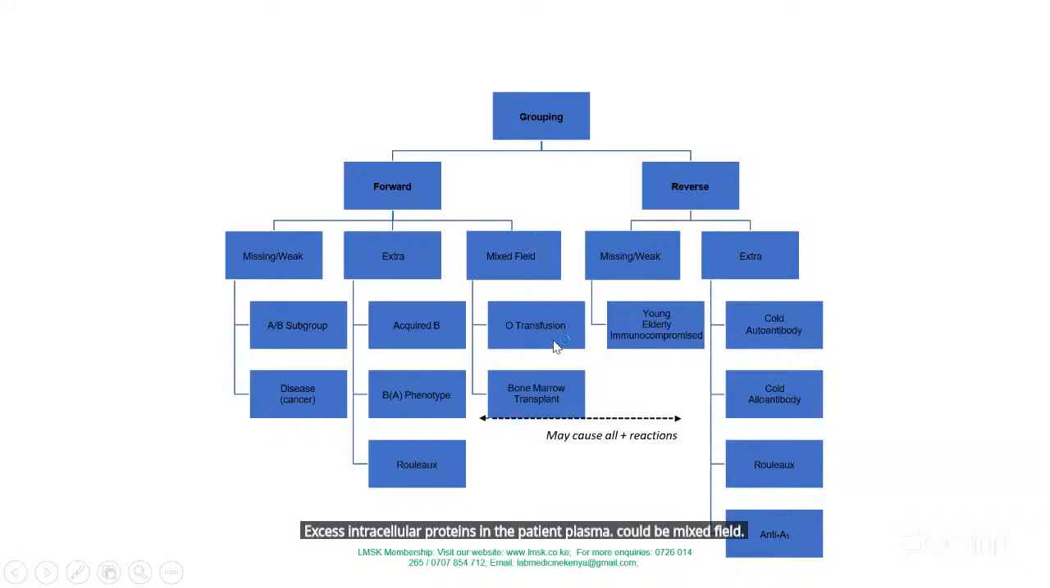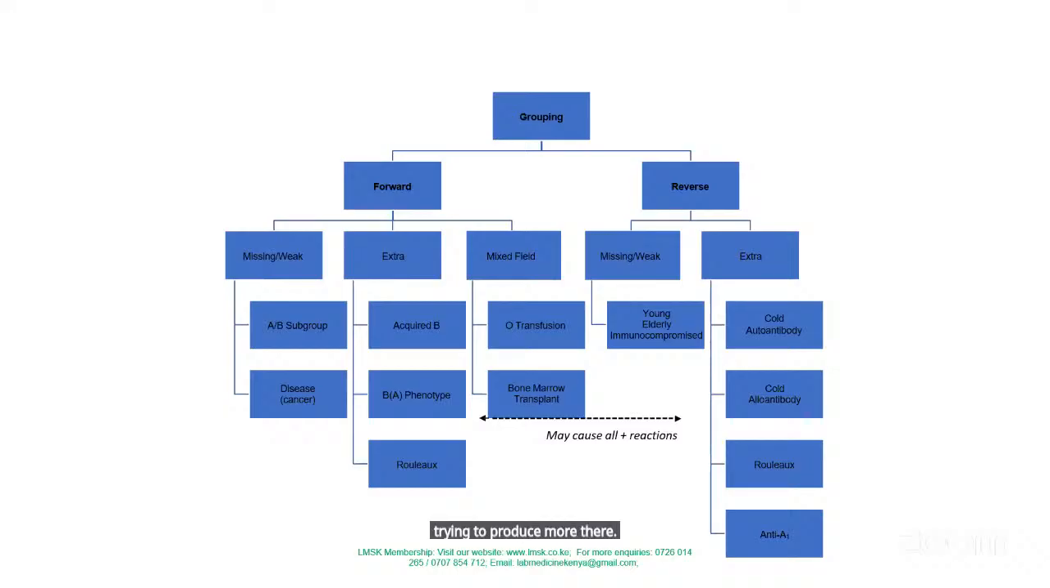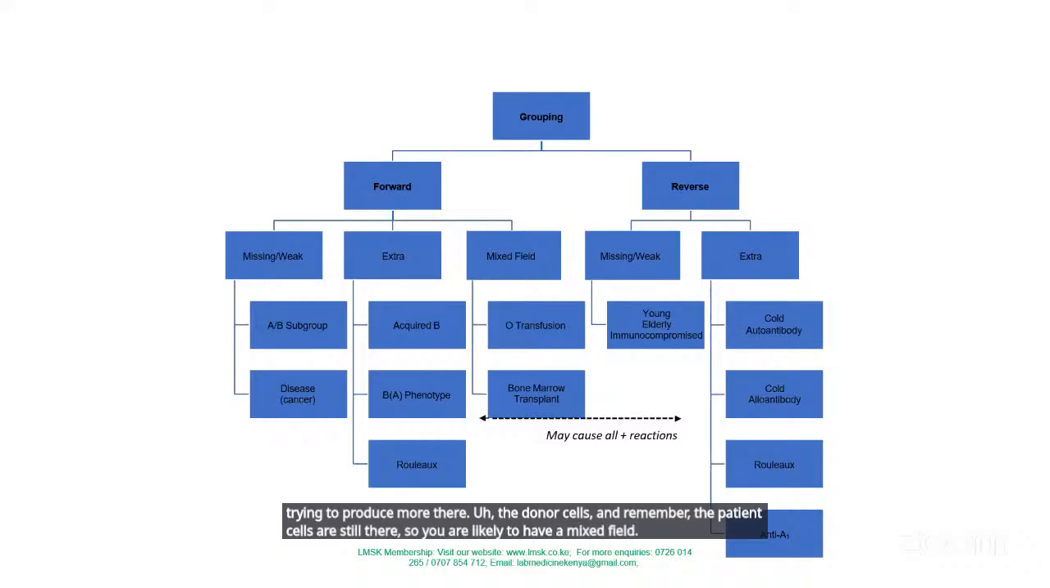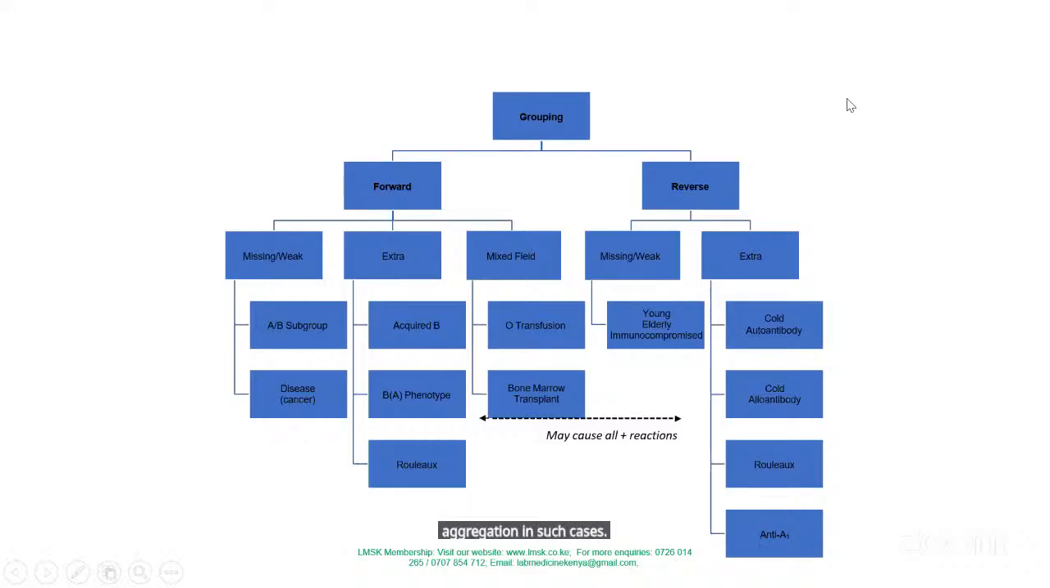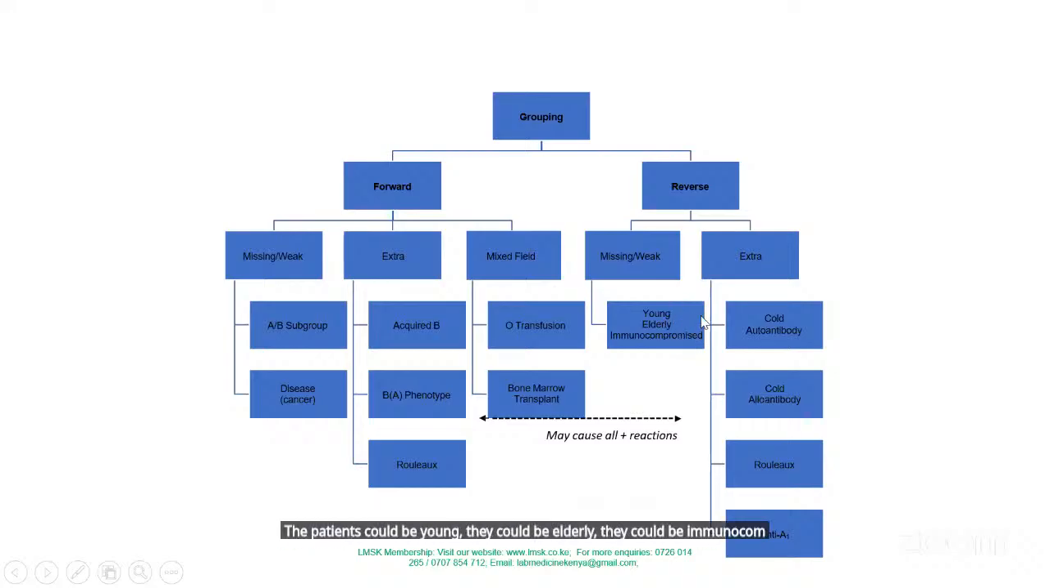Mixed field could be transfusion with O cells, or this patient could have just received a bone marrow transplant, and so there is that engraftment process when you receive a transplant, and the bone marrow is trying to produce more of the donor cells. And remember, the patient cells are still there, so you are likely to have a mixed field agglutination in such cases. And then on the reverse grouping, the missing or weak reaction is due to antibodies; the patients could be young, they could be elderly, they could be immunocompromised. And then it could also be due to extra antibodies, such as cold autoantibodies, alloantibodies, rouleaux again, or even anti-A1 for patients who are A2.